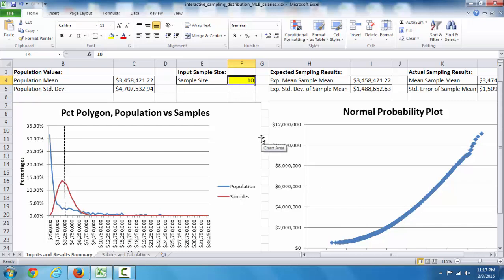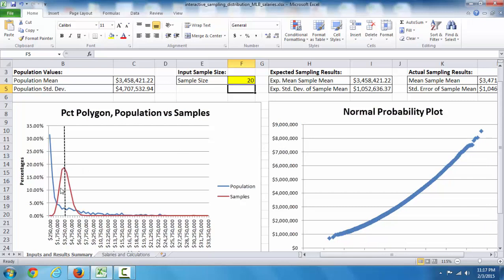Well, let's go and take 10,000 samples of size 20. Now look at our sampling distribution. The means of those samples are clustered around the population mean, and as our sample size gets larger, remember the standard deviation of the sampling distribution, which is also called the standard error, gets smaller and smaller. That's reflected by this polygon being sharper peaked and more narrow. And look at the normal probability plot. It's getting almost to be a straight line.